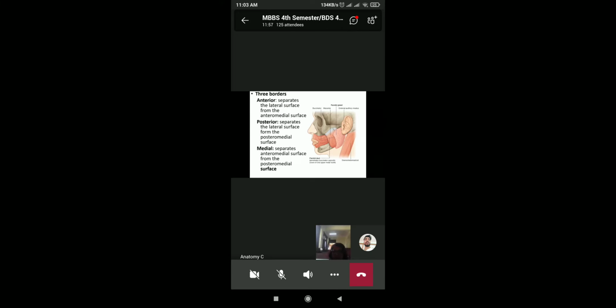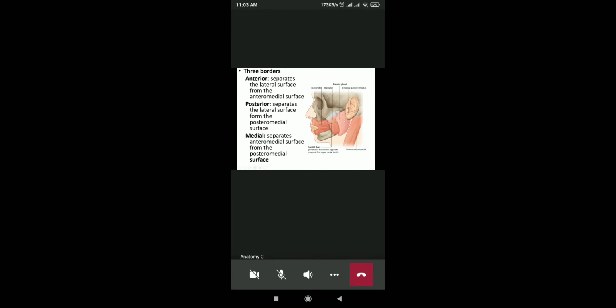And it consists of three borders. So they are the anterior border, posterior border, and the medial border. So here we can see the anterior border in front, posterior border behind, and medial border somewhere here in the inner aspect of the gland. So you have to imagine the triangular or pyramidal shape structure of this gland so that the medial border can be appreciated somewhere here in the inner aspect.